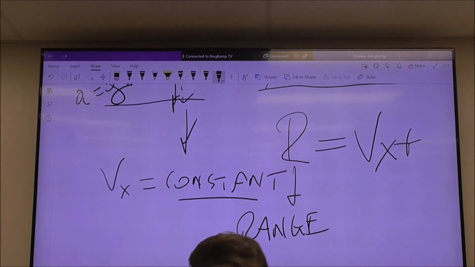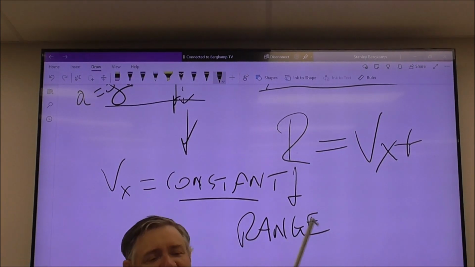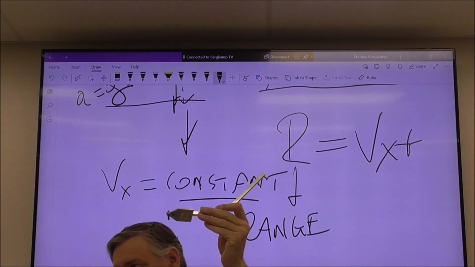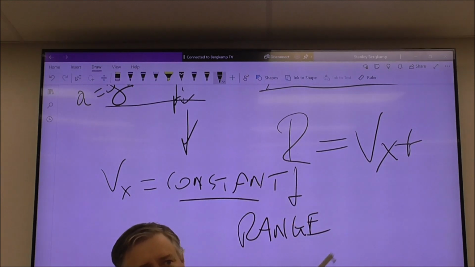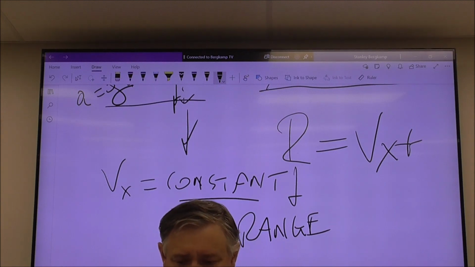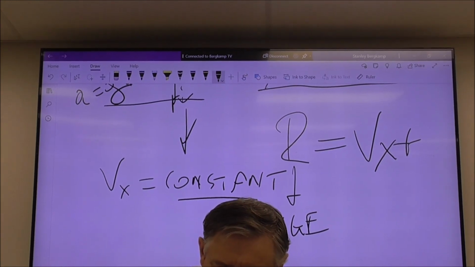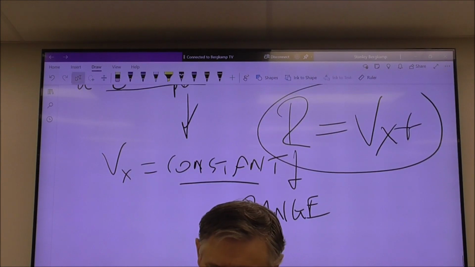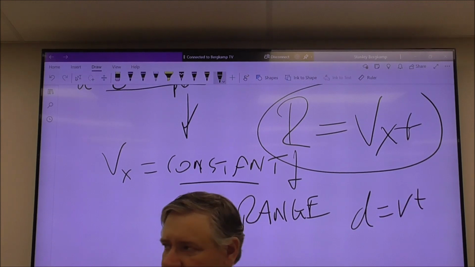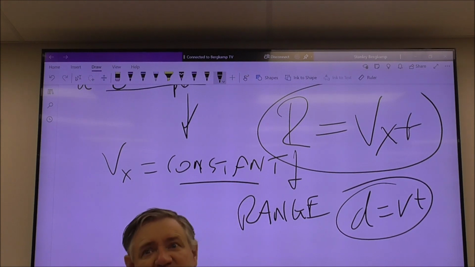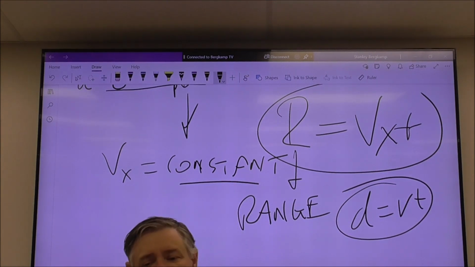Okay, so range is how far it's going to go. You're going to roll a marble down this ramp and measure how far it falls before it hits the ground. So horizontal distance is what we're going to call range. The only time we can use velocity times time, which is a fancy way of saying D equals VT, y'all have done this before, is when the velocity is constant. So we're going to make the horizontal motion simple.